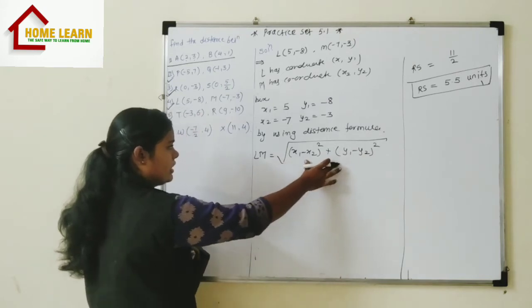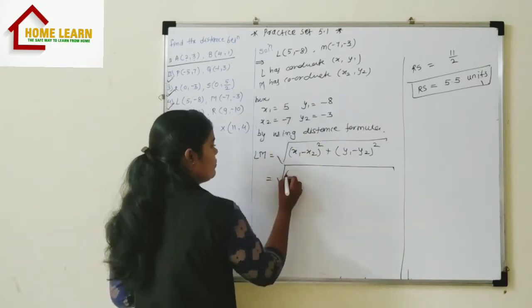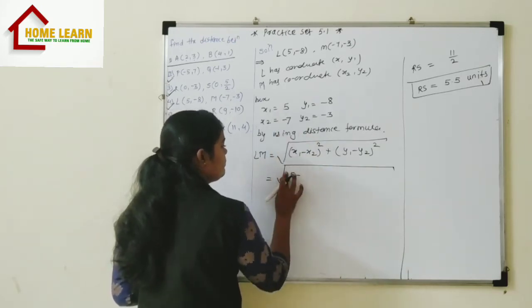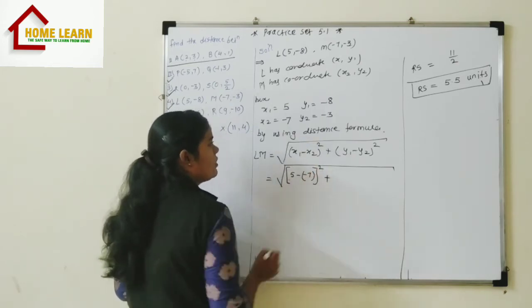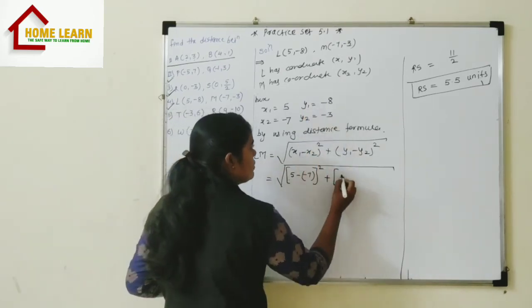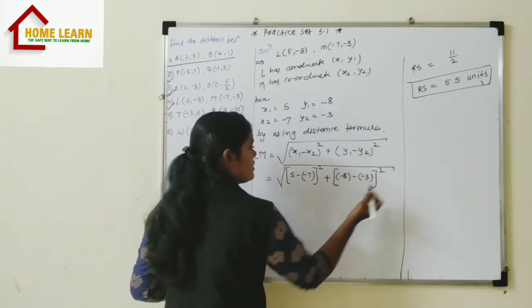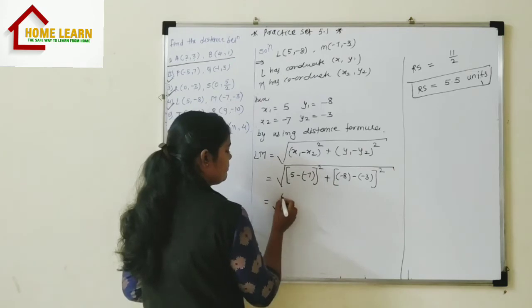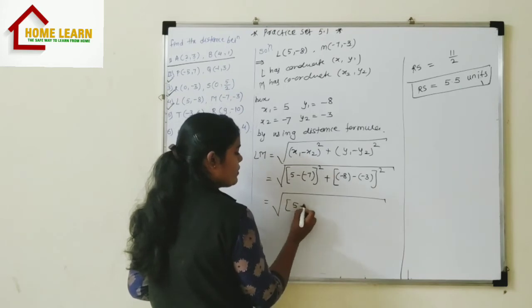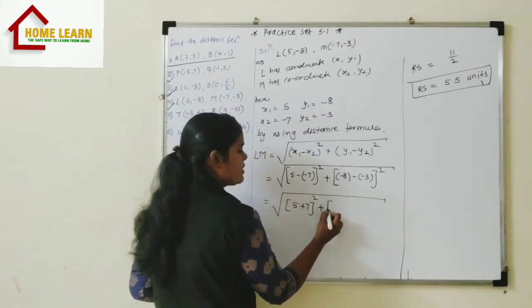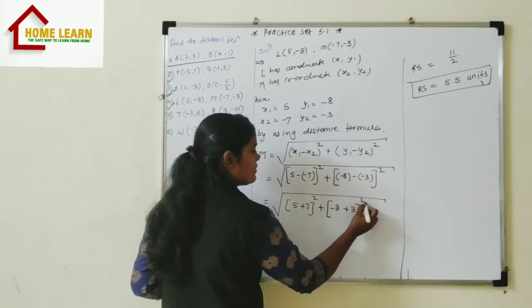Let's substitute the values in that formula. So x1 is 5 minus x2, which is in square brackets, x2 is a negative number, squared. Now the second one, y1 is -8 minus y2, which is -3, squared. Let's solve the brackets first. Here the negative gets added, so (5 + 7) squared plus, here the negative gets added, so (-8 + 3) squared.